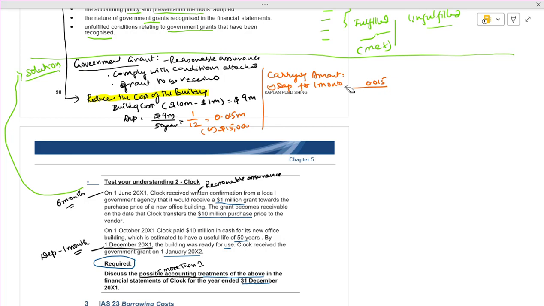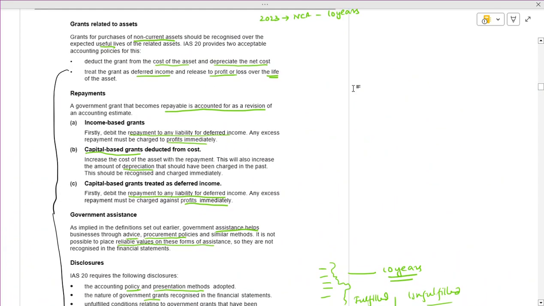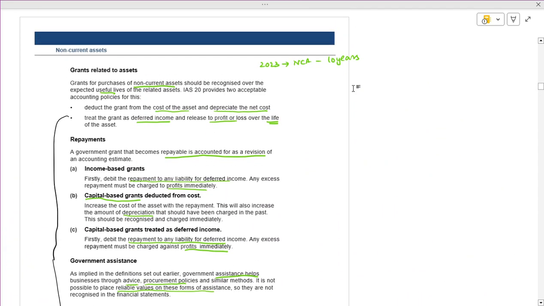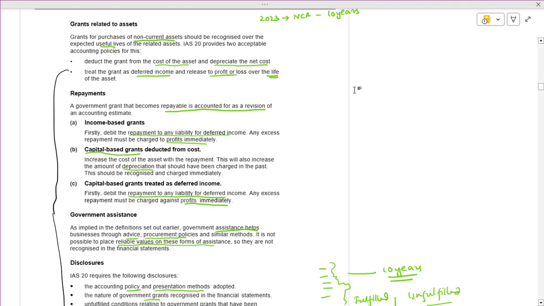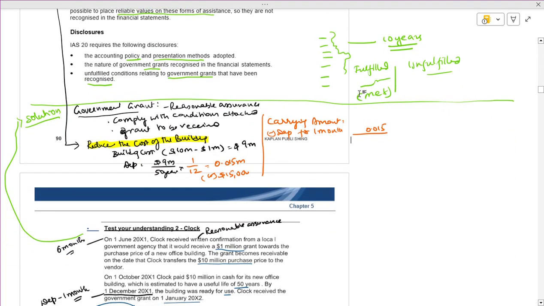We have to take the net cost. What it says is that we have to deduct the grant from the cost of the asset and depreciate the net cost. Means, how much is the net cost? Carrying amount is nothing but the net cost. Net cost is going to be 10 minus 1 million. It comes to 9 million. Fine. We have to take the net cost.